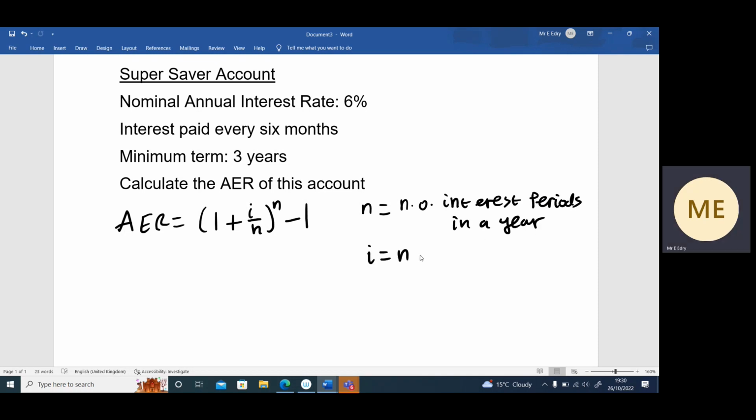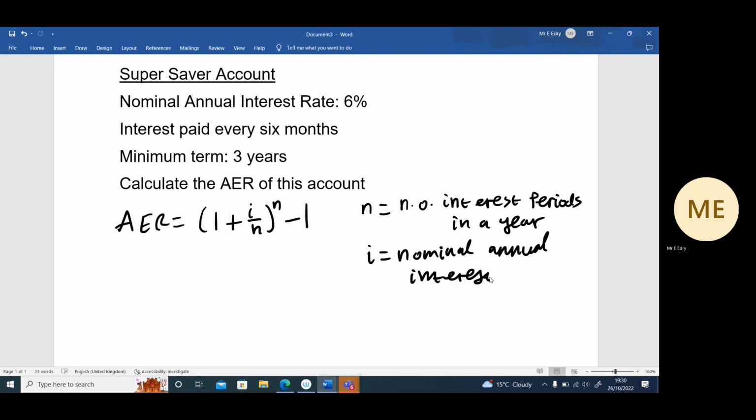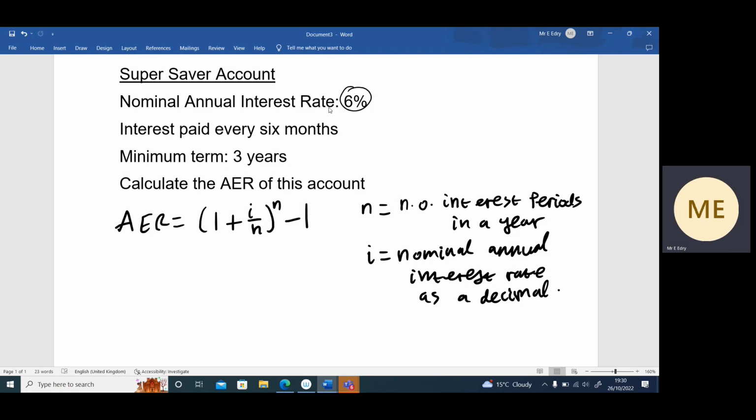i is the nominal annual interest rate, as a decimal. In this example, we can see that the nominal annual interest rate is 6%. So we can say that i is 6% as a decimal, which is 0.06.